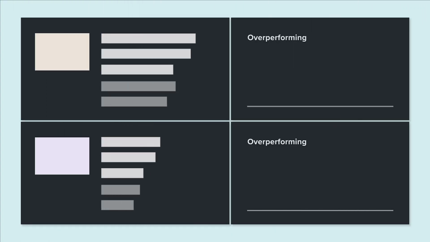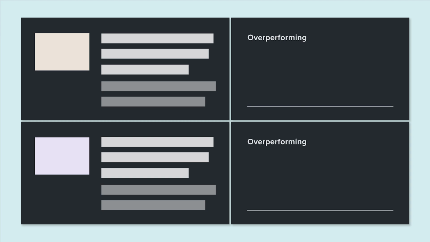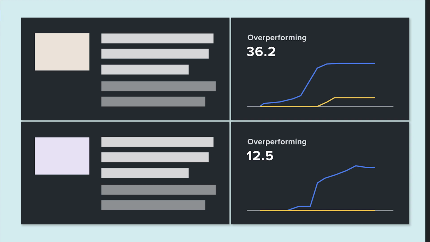Overperforming tells you how much more interest each article or post is getting compared to the average for that publisher or page. This metric can be used to find stories that are performing significantly better than we'd expect from our measurement of that publisher. In short, it's a metric perfect for finding stories that are punching above their weight.